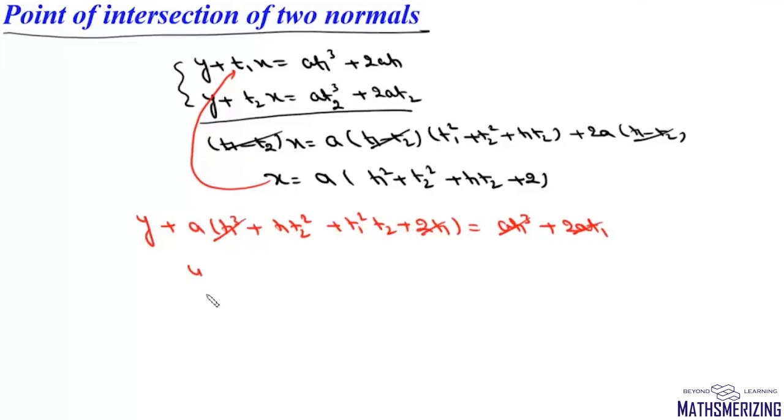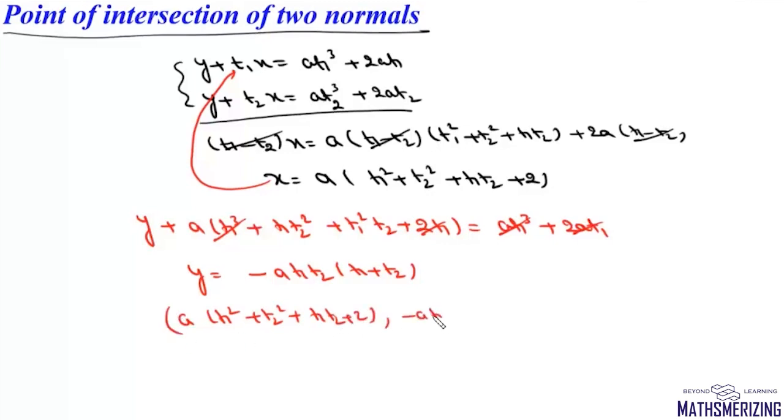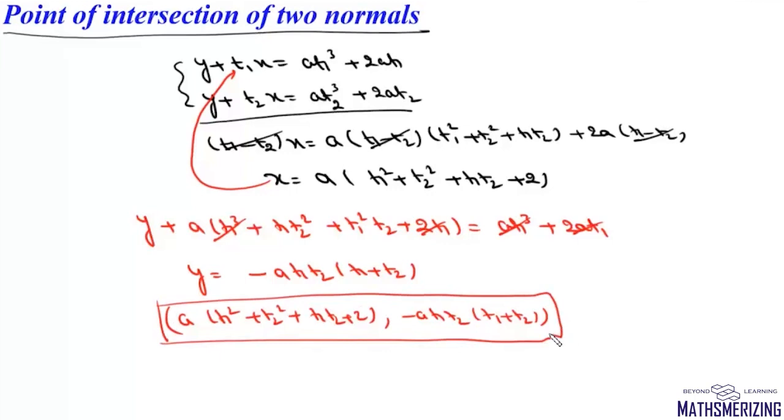We'll get this y coordinate as minus a, and then we'll take t1 t2 common and it'll be t1 plus t2. So the point of intersection of two normals will be a (t1 square plus t2 square plus t1 t2 plus 2), comma minus a t1 t2 (t1 plus t2). So that is the point of intersection of two normals of a parabola.